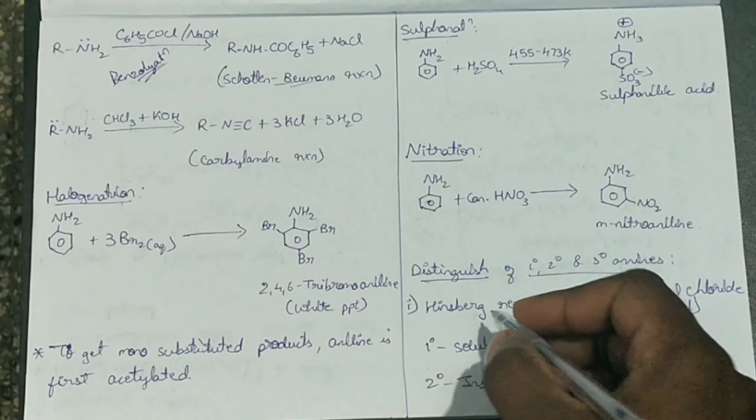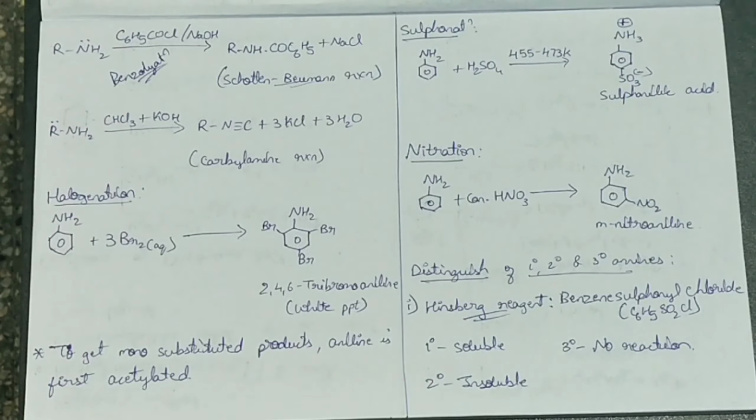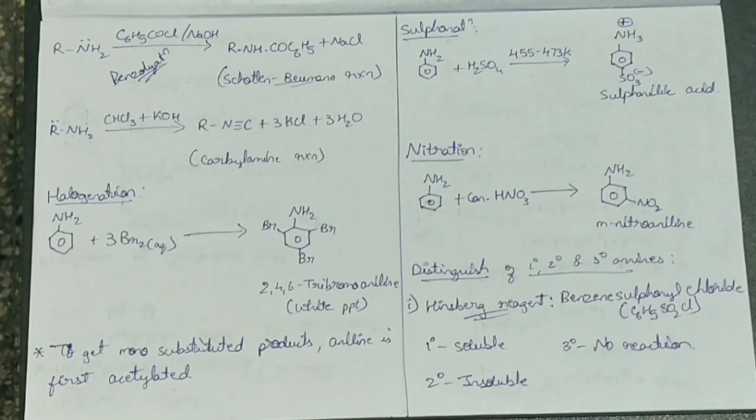You already know about the Hinsberg reagent. It's benzene sulfonyl chloride, C6H5SO2Cl. When primary amine is reacted with Hinsberg reagent, it gives a clear solution, which means it is soluble, whereas secondary amines show insolubility and tertiary amine does not show any reaction.